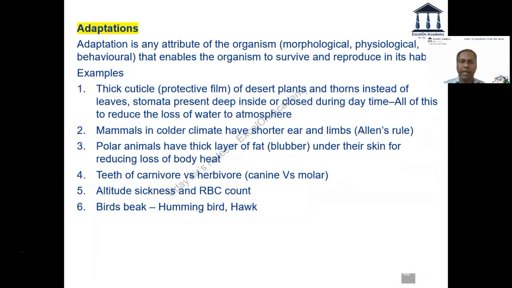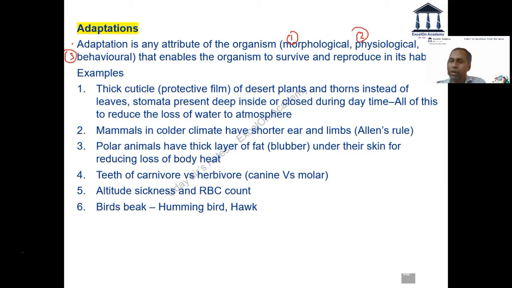Understand the various types of adaptation. In terms of the type, they are classified as morphological, physiological, and behavioral. I think this is something which perhaps you may not have thought about. So some adaptations are morphological. Morphological means structure itself, the build of that organism.